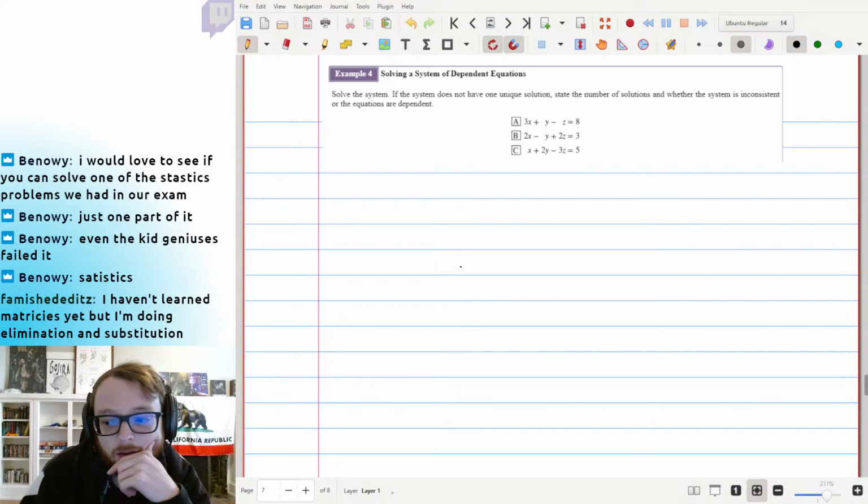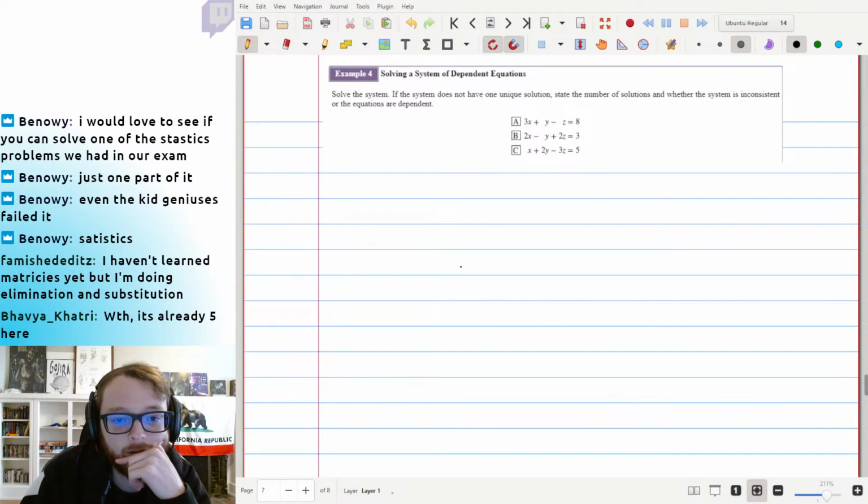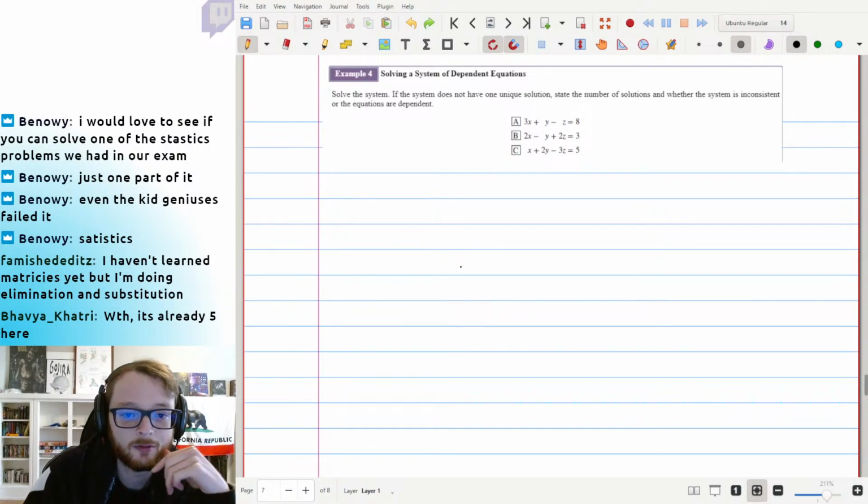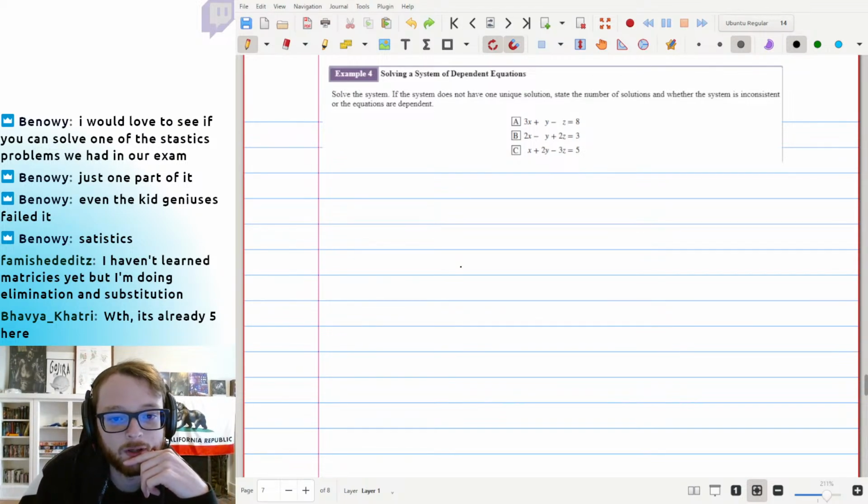I think the easiest thing I'm seeing to try to eliminate first are the y's. I think we have to do the least multiplication there, because to make 3, 2, and 1 match, you have to multiply all of these up to 6.